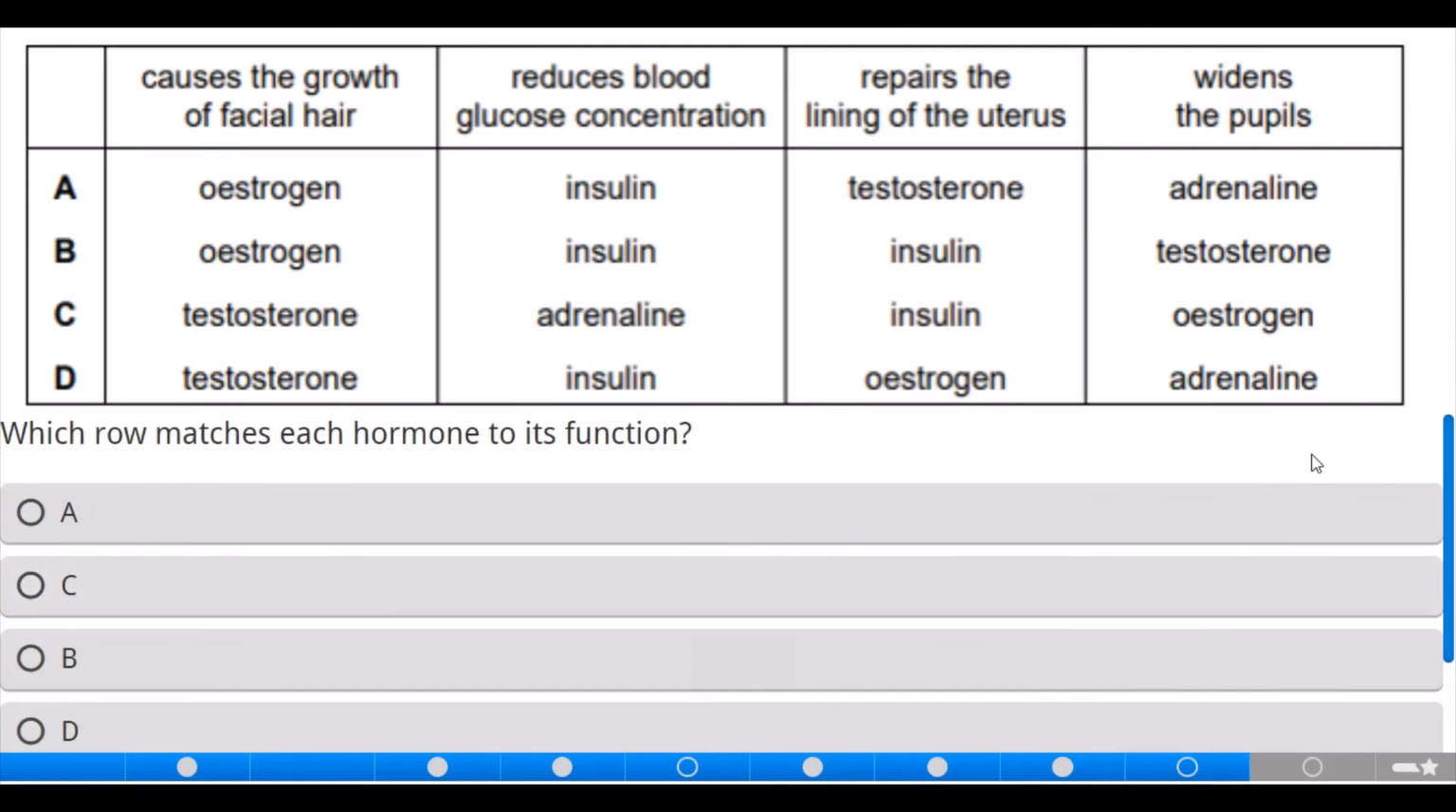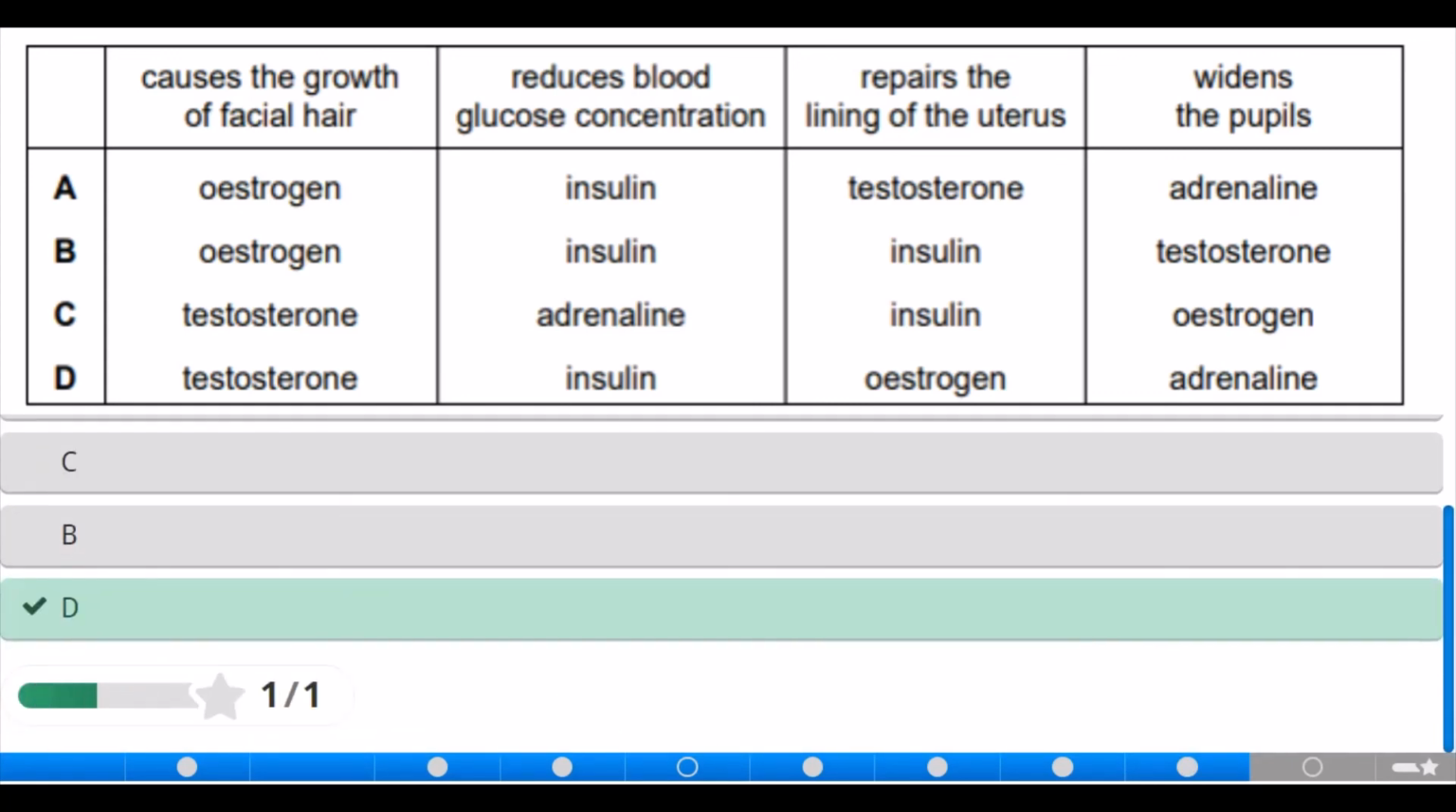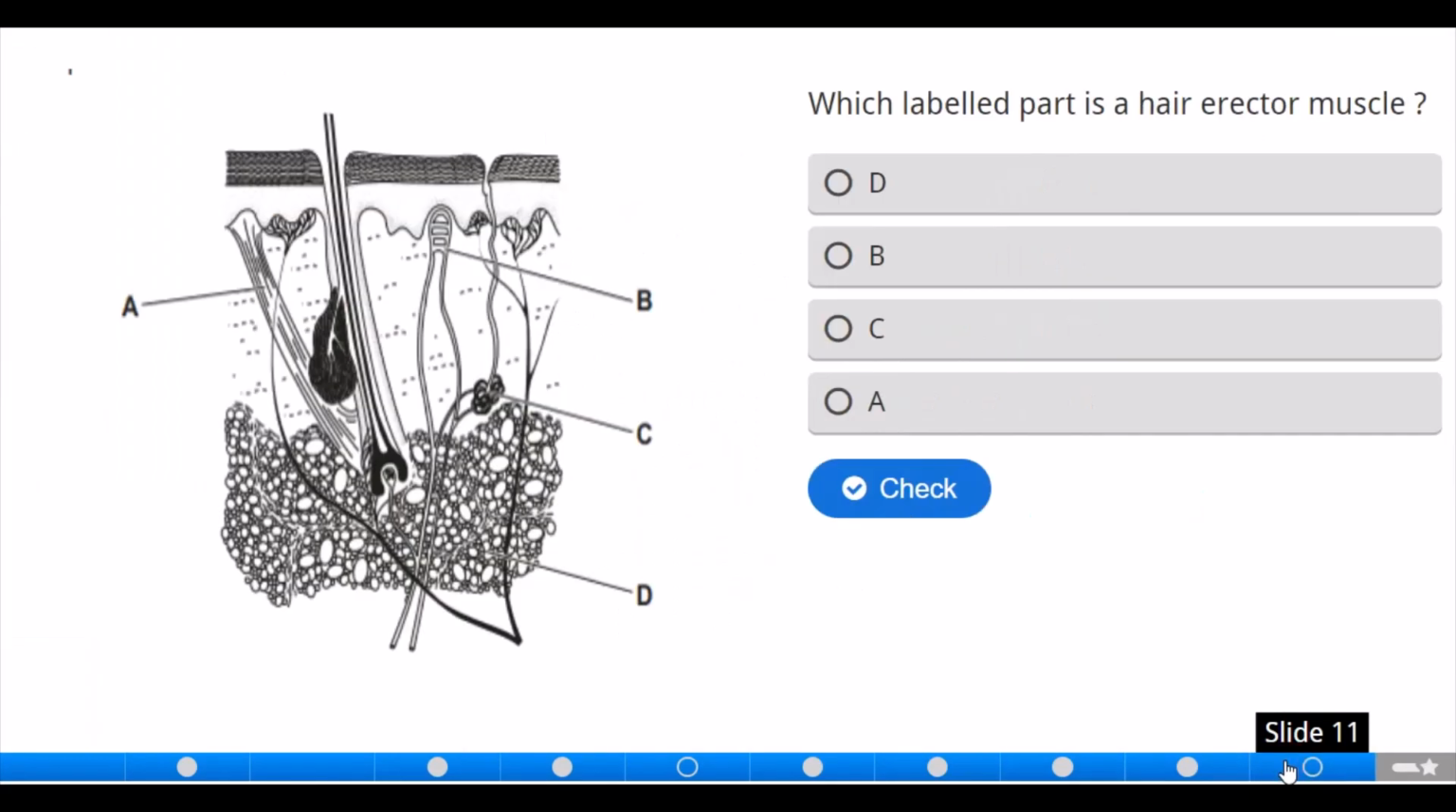We have another activity here. The question says, which row matches each hormone to its function? Causes the growth of facial hair, that'll be testosterone. Reduces blood glucose concentration, that'll be insulin. Repairs the lining of the uterus, estrogen hormone. Widens the pupils, adrenaline. So D would be our correct option. Let's check. Yeah, that was correct.